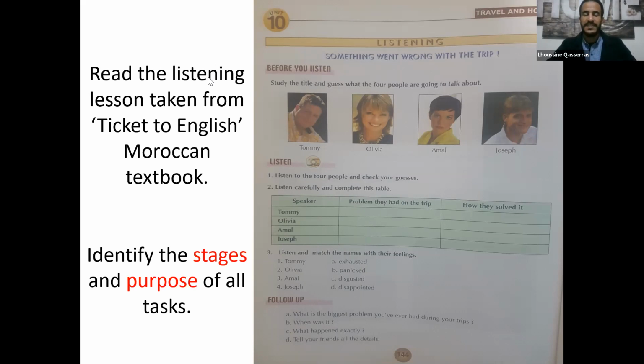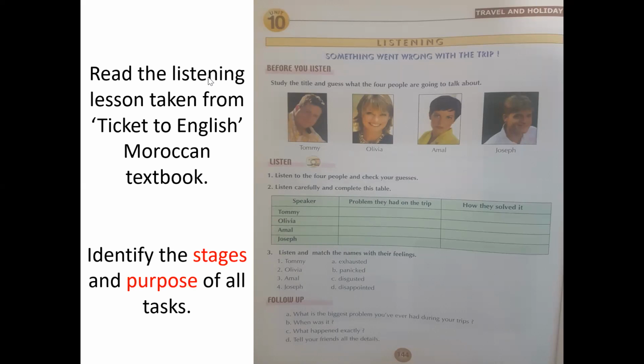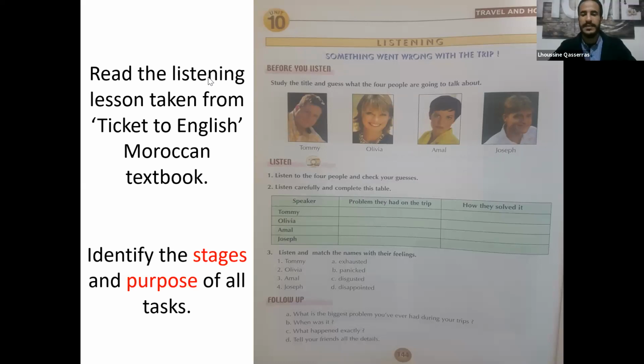Before that, I want you to look at these pictures. How many people are there? There are four. Four people. Great. How many men and how many women? There are two men and two women. Great. Two men and two women.